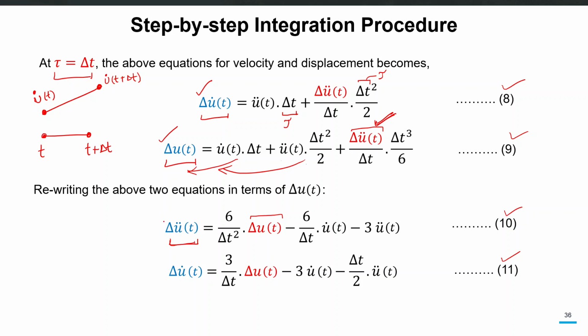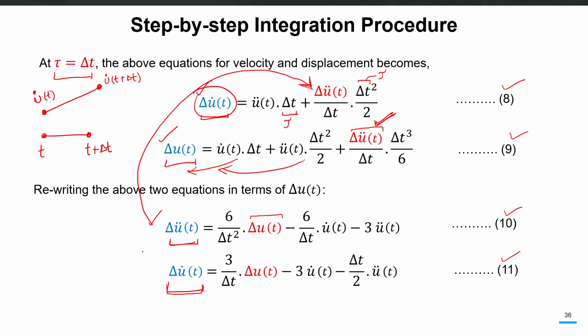And if we put this delta u dot dot, which we have calculated in equation 10, into equation 8 here at this point, we get delta u dot also. So equation 11 is the same as equation 8 with delta u dot on the left hand side, but the value of delta u dot dot is substituted here and then solved to get equation 11.